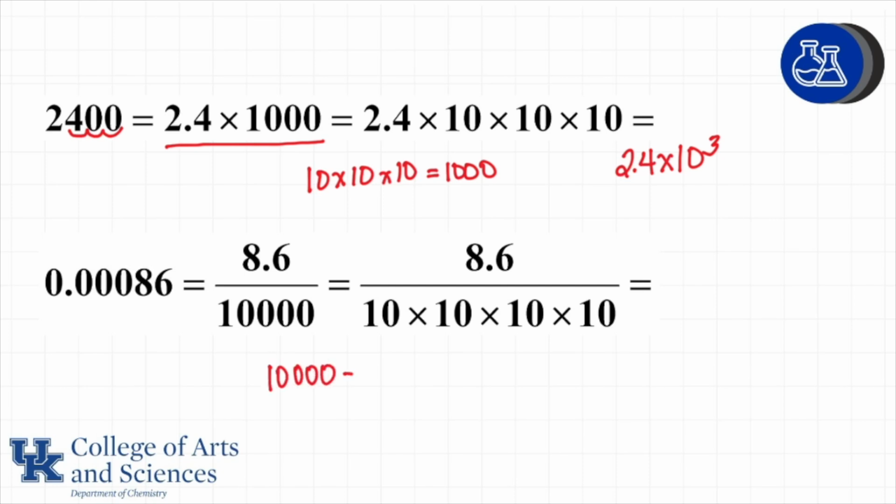Note that 10,000 is equal to 10 times 10 times 10 times 10. So we can rewrite this as 8.6 divided by 10 times 10 times 10 times 10. And when we work it out, we get 8.6 times 10 to the minus fourth, which, if we look back at our original number and count over the number of decimal places that we would need to move, we see we're moving 1, 2, 3, and 4. Because it's a number less than 1, we have a negative exponent.